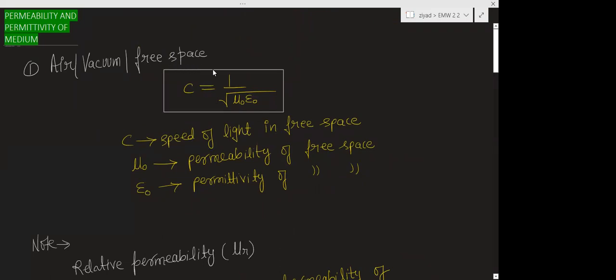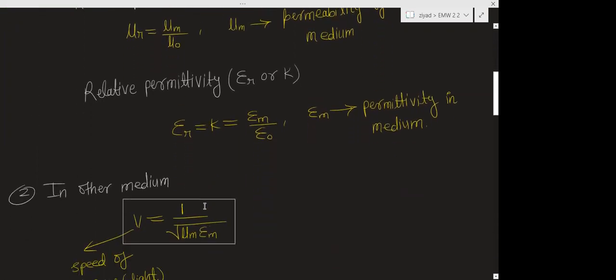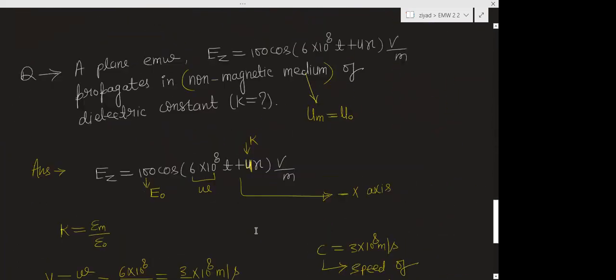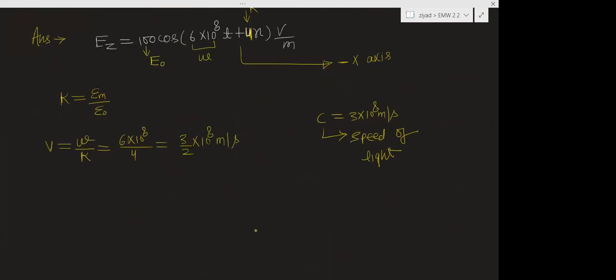The speed of light in vacuum can be written like this. But if the electromagnetic wave is traveling in some other medium, it will be 1 upon root of mu m epsilon m. So in this medium, the speed of the electromagnetic wave is 3 into 10 to the power 8, which can be written as c divided by 2 meters per second. This is equation number 1.